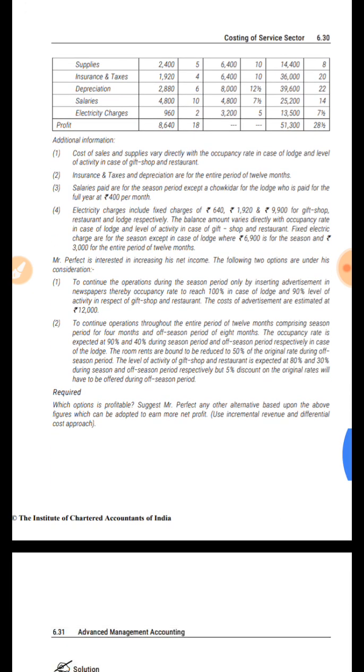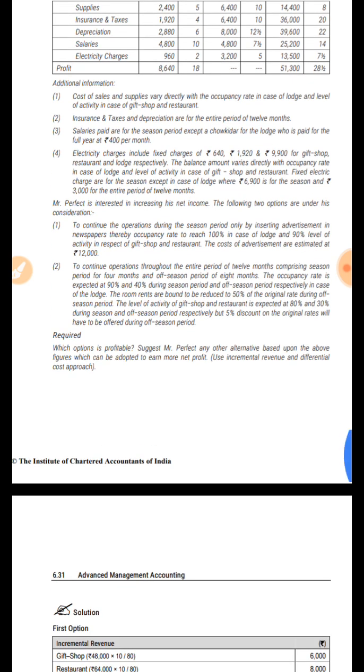Mr. Perfect is interested in increasing his net income. The following two options are under his consideration: to continue the operation during the season period only by inserting advertisement in newspapers, thereby occupancy rate to reach 100% in case of lodge and 90% level of activity in respect of gift shop and restaurant. The costs of advertisement are estimated at rupees 12,000.